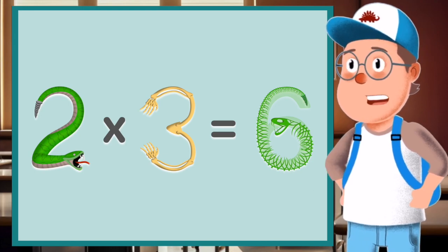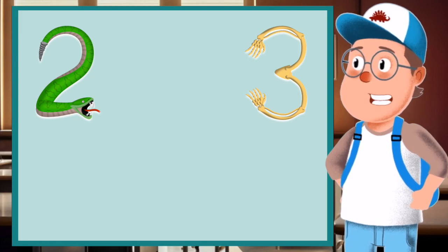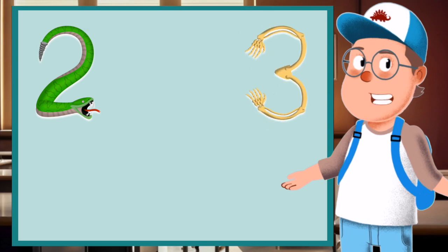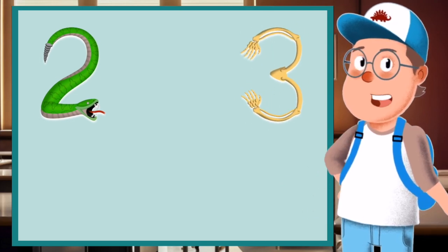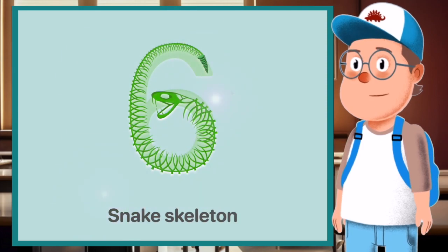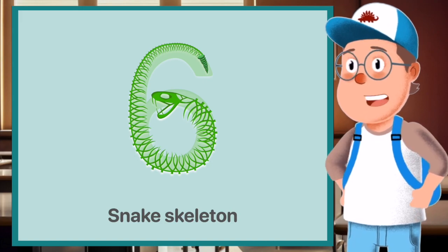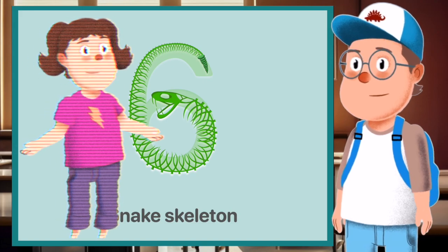To help you better understand how it works, let me share 4 examples of these creative combinations. Picture the number 2 as a snake, and the number 3 as the skeleton style. When these two elements combine, you get a snake skeleton. This creative association brings 2 times 3 to life. And all you need to remember is this final image.